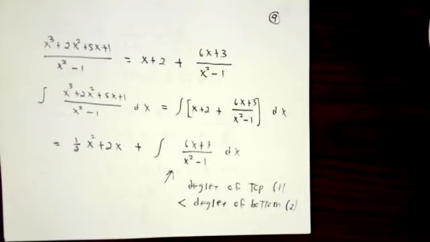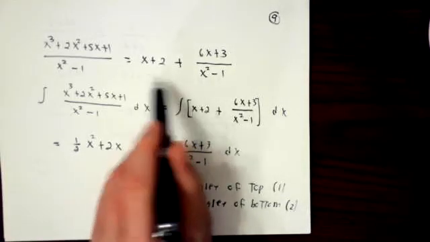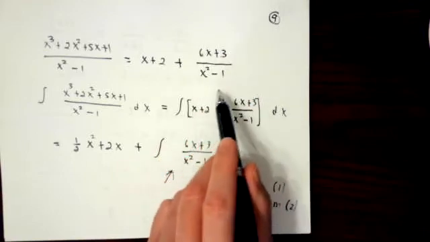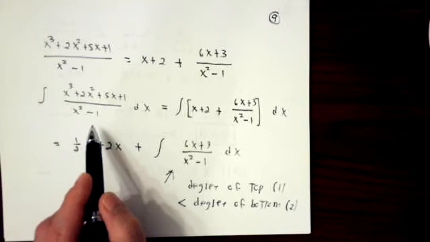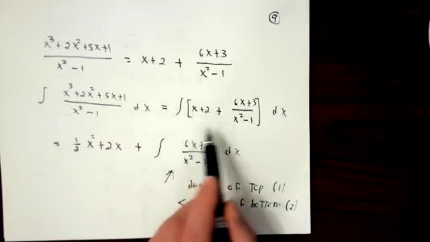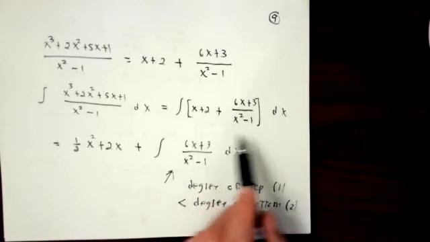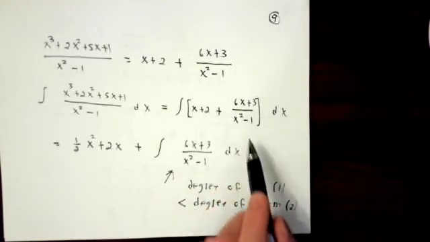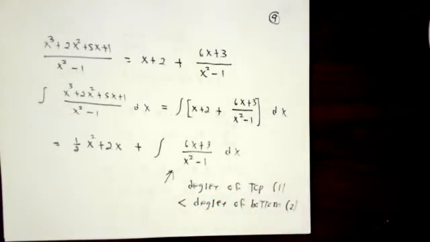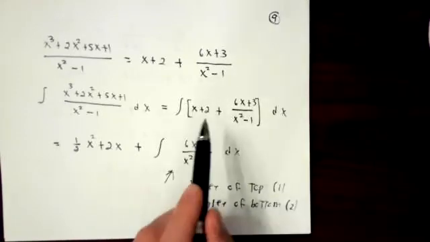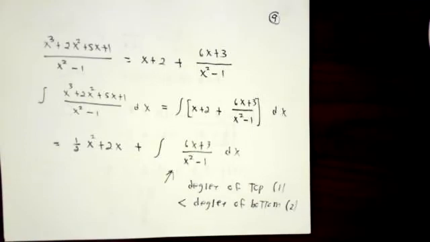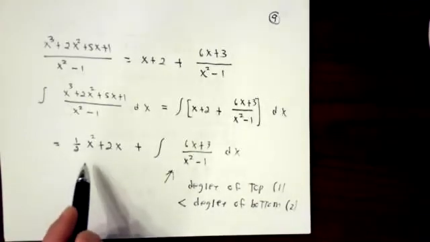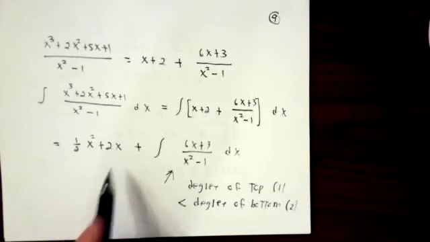So the fraction that we're trying to integrate works out to be the quotient plus the remainder divided by the divisor. When I want to integrate the thing that I started with, it's the same as integrating x plus 2 plus 6x plus 3 over x squared minus 1. This part is easy. It's a polynomial, so I'll just go on and write it down. 1/2 x squared plus 2 times x.